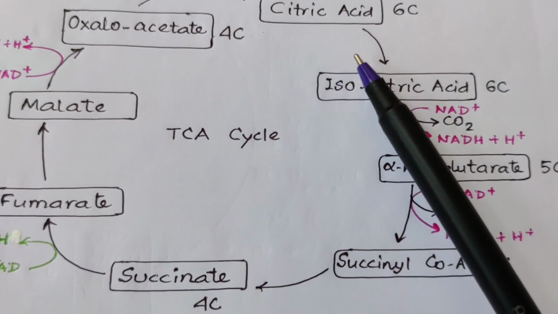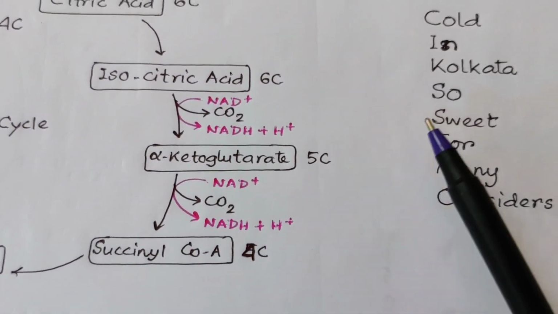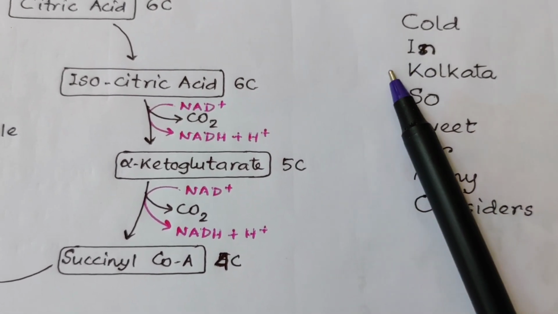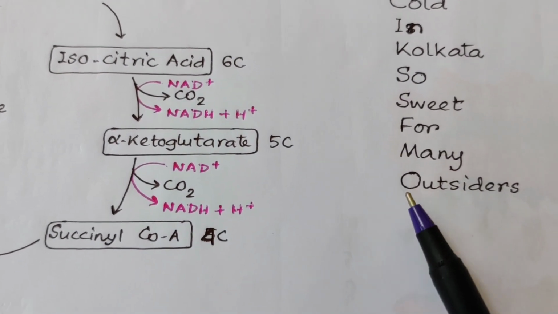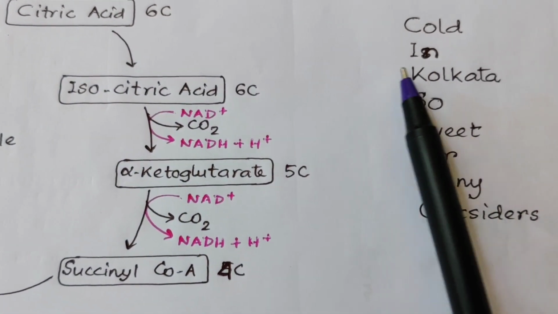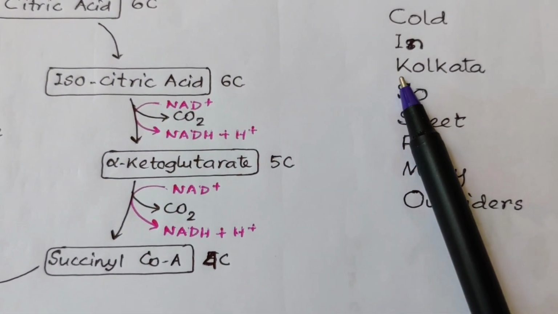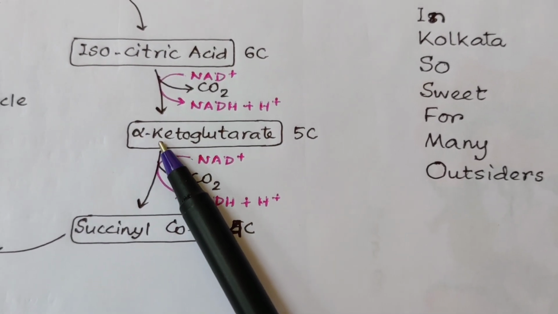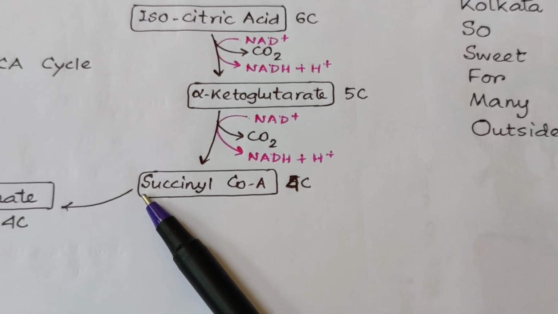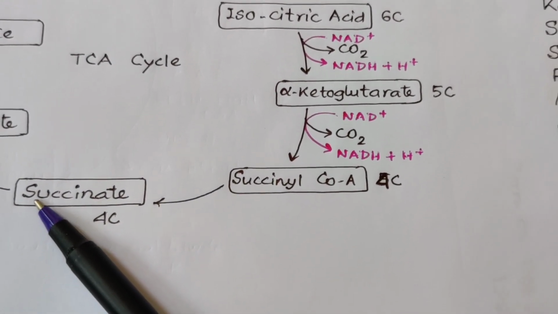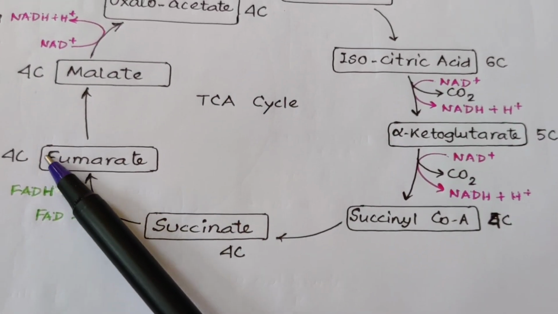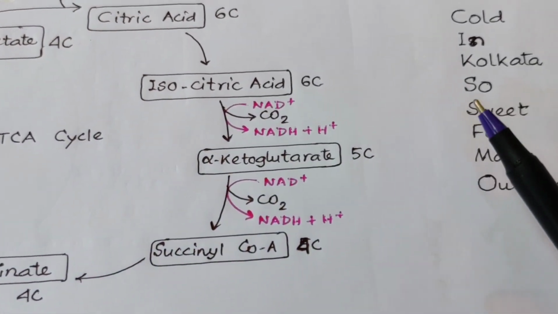Now, in order to remember this whole cycle, you have to remember this mnemonic. For example, "Cold in Kolkata, so sweet for many outsiders." The first C comes for citric acid. In isocitric acid, the K comes for alpha ketoglutaric acid, this K. So sweet: succinyl coenzyme A is one S, another S for succinate. Then for many outsiders: F is fumaric acid, then malic acid, then oxaloacetic acid.